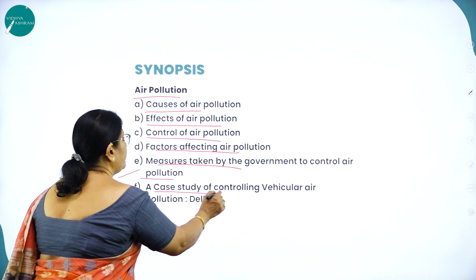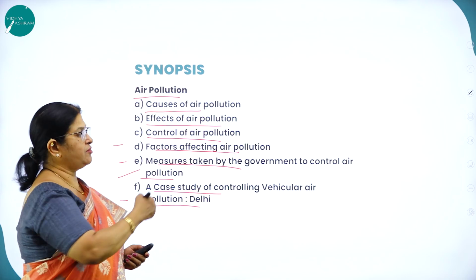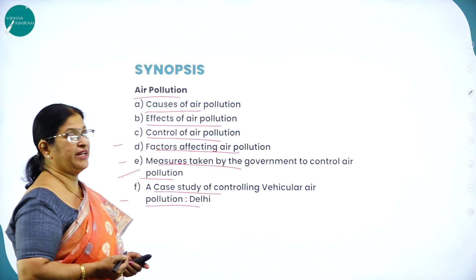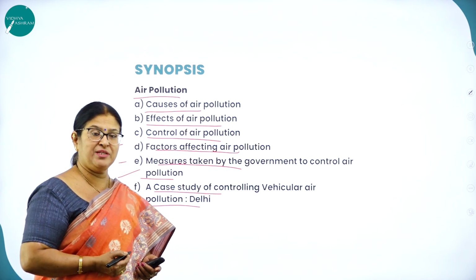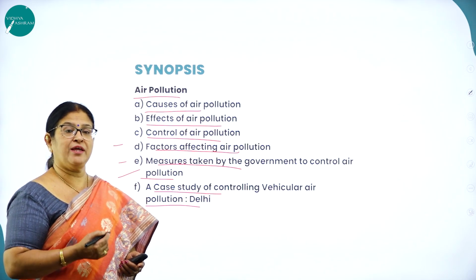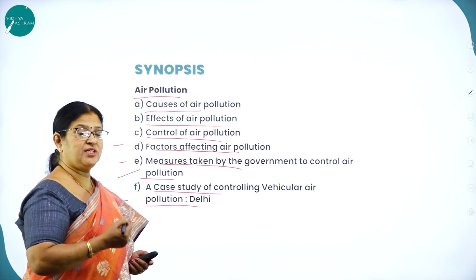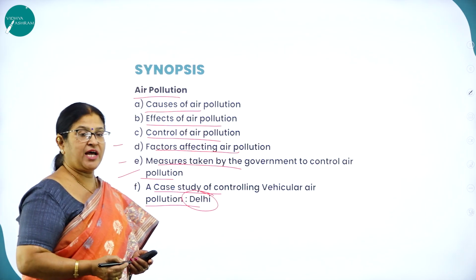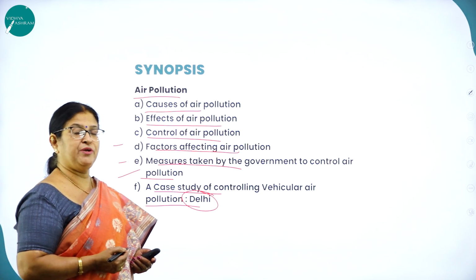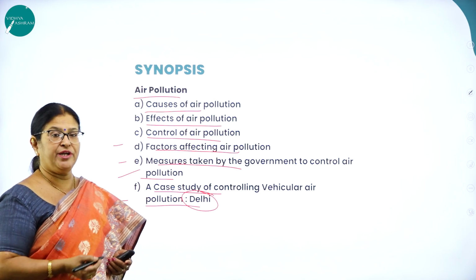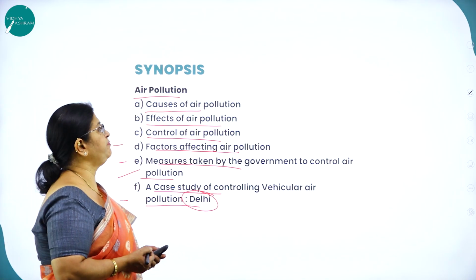So anyhow in the further question when I discuss, I'll explain a case study of controlling vehicular air pollution in Delhi. As we know, Delhi, a capital city, is the most air polluted city in our country. So imagine such a highly polluted city called Delhi, what are the measures taken by the government to reduce the air pollution in Delhi?